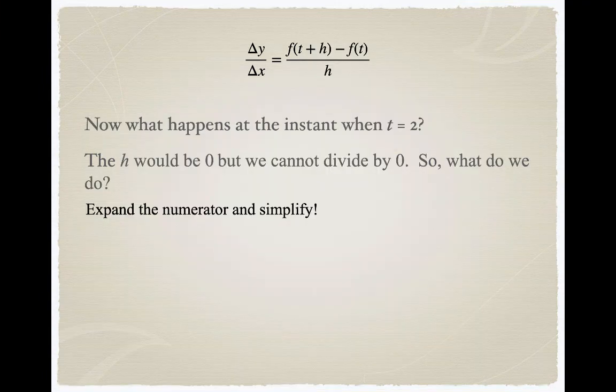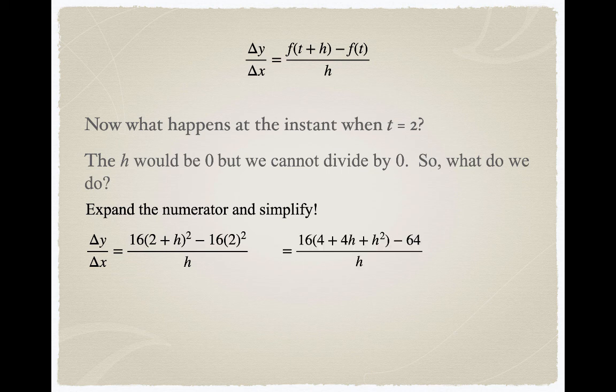Now what happens when we want to find the instant when t equals 2? So now we're looking for the instantaneous velocity. Well, our h would be 0 because we're going to do a limit as h gets closer and closer to 0. We cannot divide by 0, so what do we need to do? We expand the numerator and we simplify. So delta y over delta x is 16 times (2 plus h) squared, minus 16 times 2 squared, our instantaneous time, and then over h.